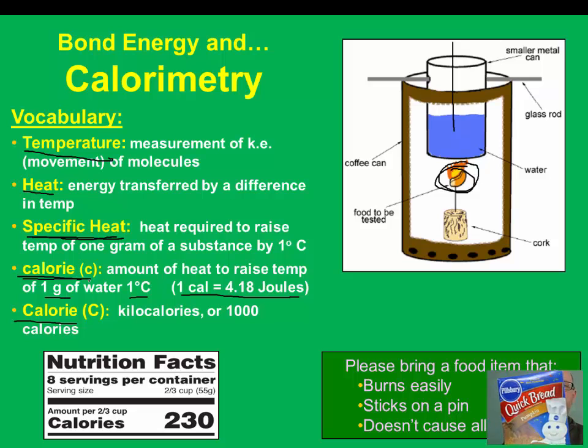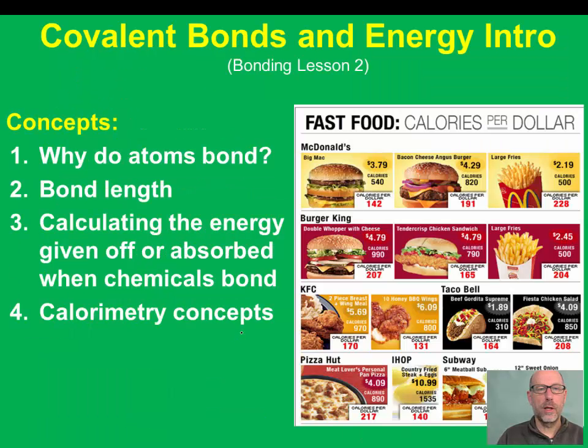If you look at the back of a package or the side of a package and you look at the nutrition label, you'll see that they always spell calories with a capital C, because what that really means is kilocalories. I don't really know why that is, but when they say 230 calories with a big C, they really mean 230,000 little c calories.